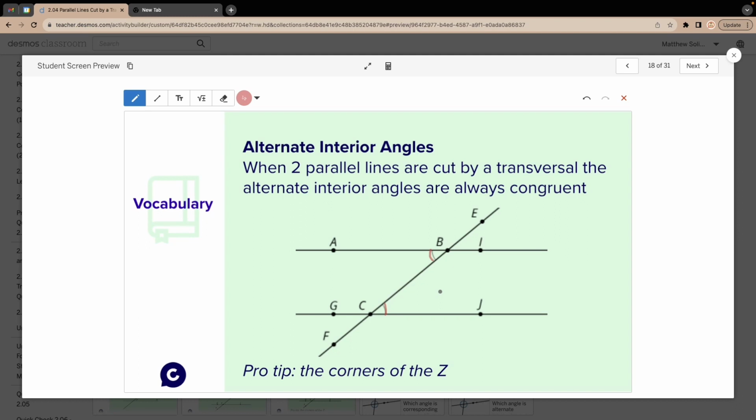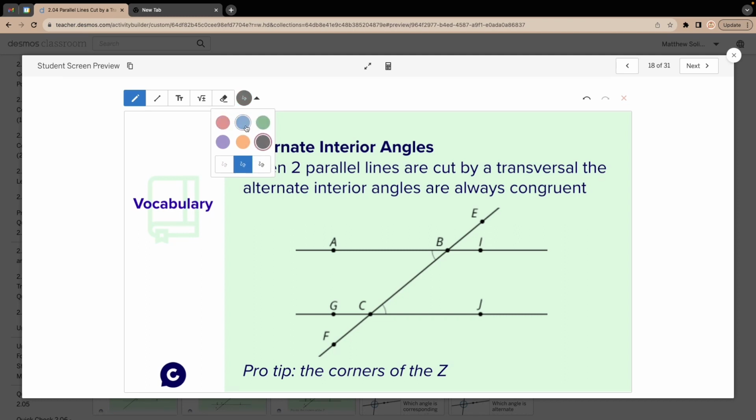And they're always congruent. And an easy way to remember this is if you have parallel lines, if you made a Z, you make a Z, right? The corners of the Z are equal. So maybe this is like 50 degrees, I don't know. Just making up a number. So this one is also 50 degrees. Now, just one little thing. If you made a backwards Z, it would still work.